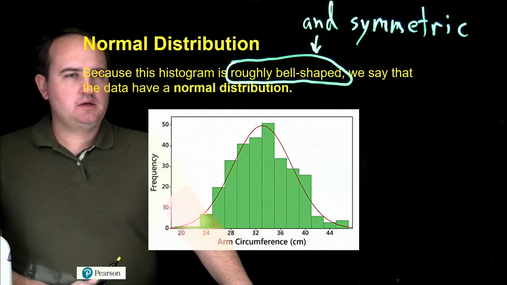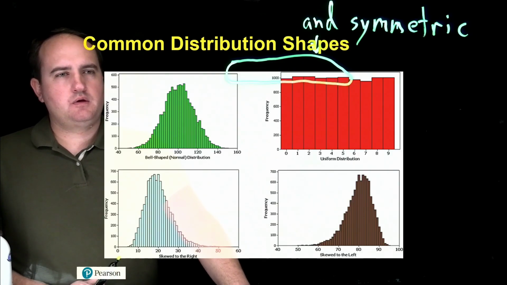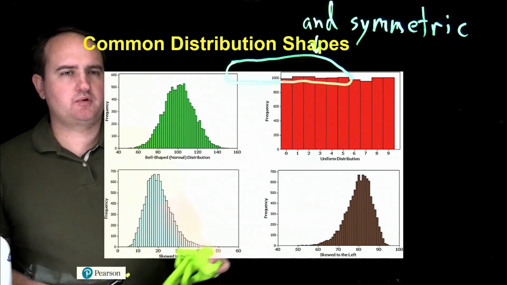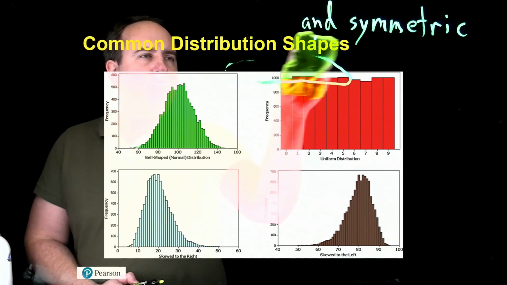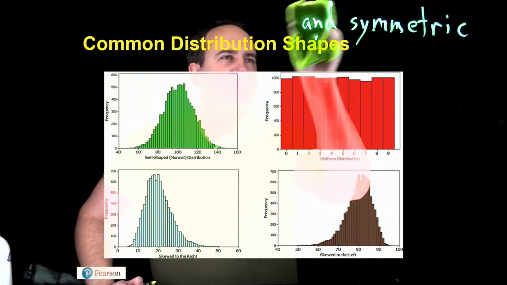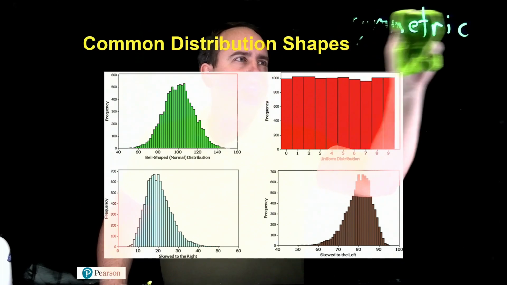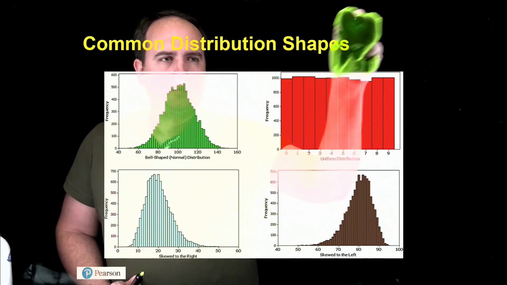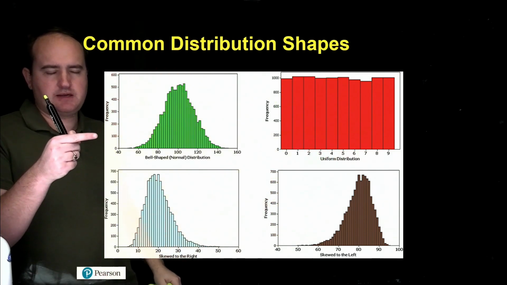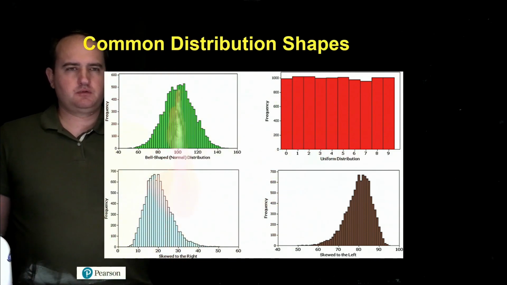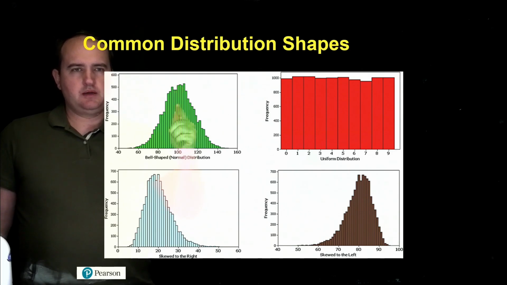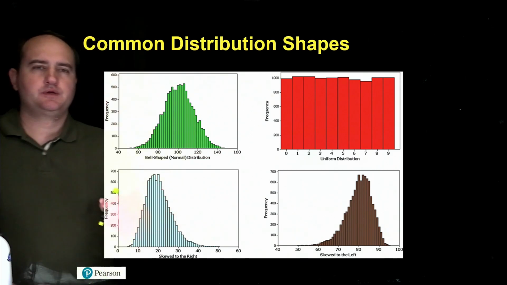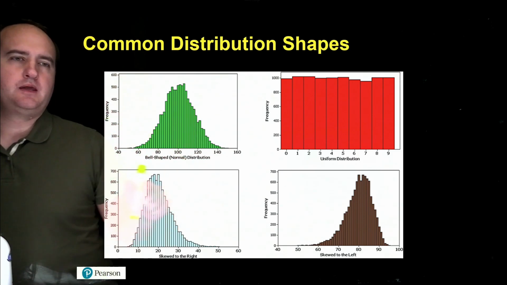All right, well, what about this red graph here? Obviously, we can see that on the top left, this one is clearly bell-shaped. And the center is right in the middle, and the left half is roughly a mirror image of the right half. So clearly this one is normal.